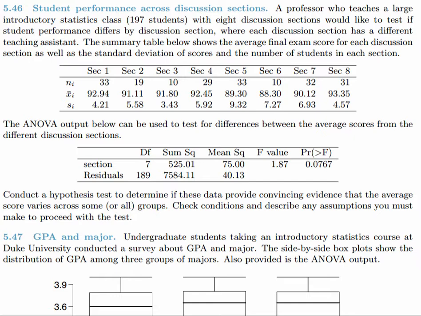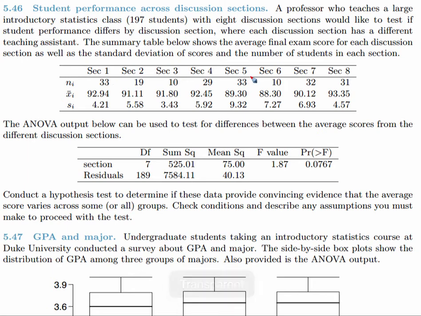So the ANOVA output can be used to test for differences between average scores with different sections. Conduct a hypothesis test to determine if these data provide convincing evidence that the average score varies across some or all groups. Check conditions and describe any assumptions you might make in proceeding to do this test. Okay, so let's chat about this for a bit.